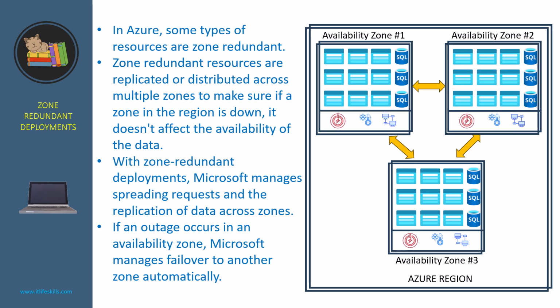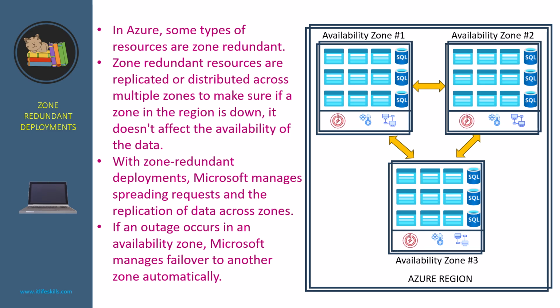Let's learn about zone redundant deployments. In Azure, some types of resources are zone redundant. Zone redundant resources are replicated or distributed across multiple zones to make sure if a zone in the region is down, it doesn't affect the availability of the data. With zone redundant deployments, Microsoft manages spreading requests and replication of data across zones. If an outage occurs in an availability zone, Microsoft manages failover to another zone automatically.